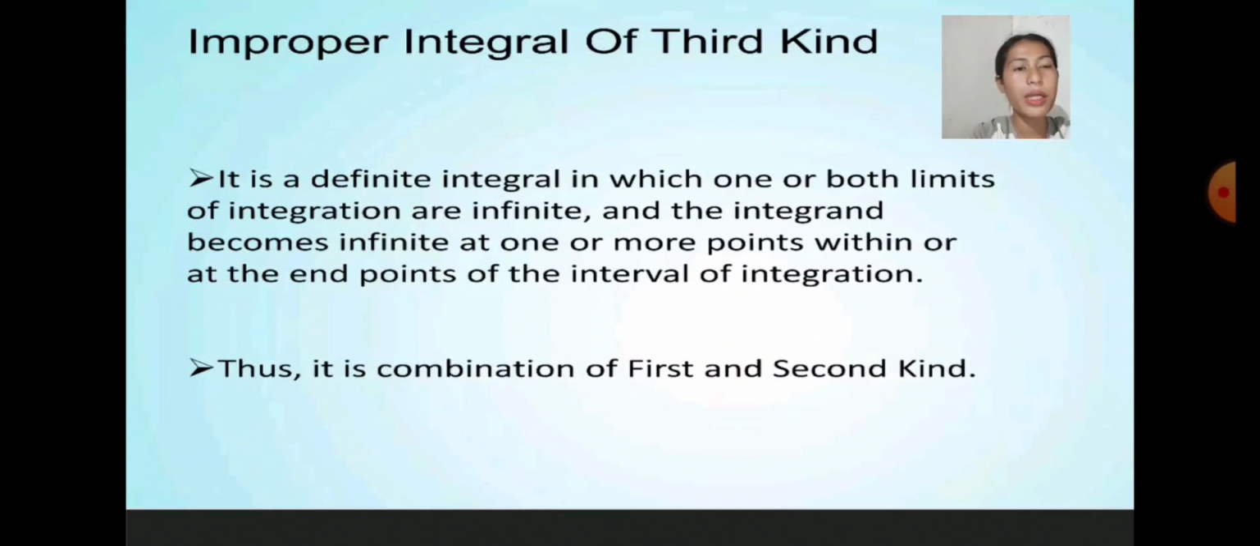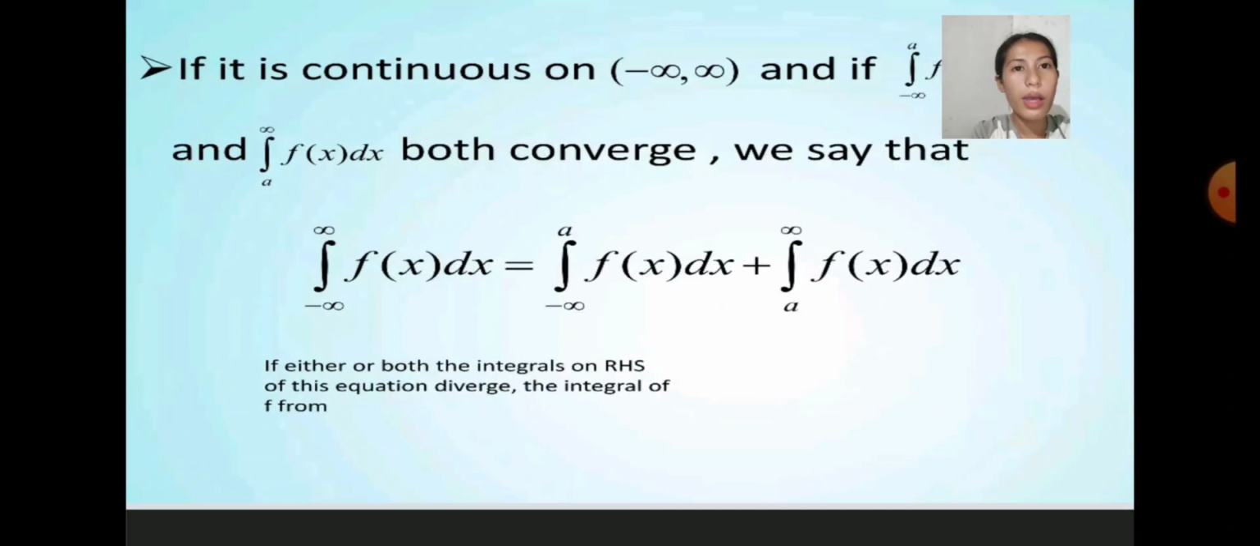The improper integral of the third kind is a definite integral in which one or both limits of integration are infinite and the integrand becomes infinite at one or more points within or at the endpoints of the interval of integration. Thus, it is a combination of the first and second kind. So, that's all, and let's continue.